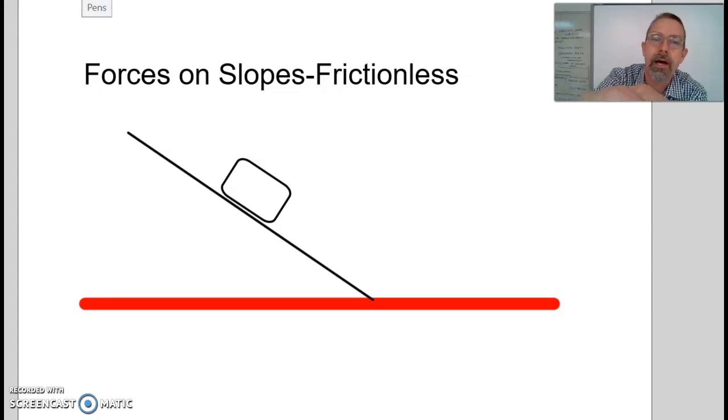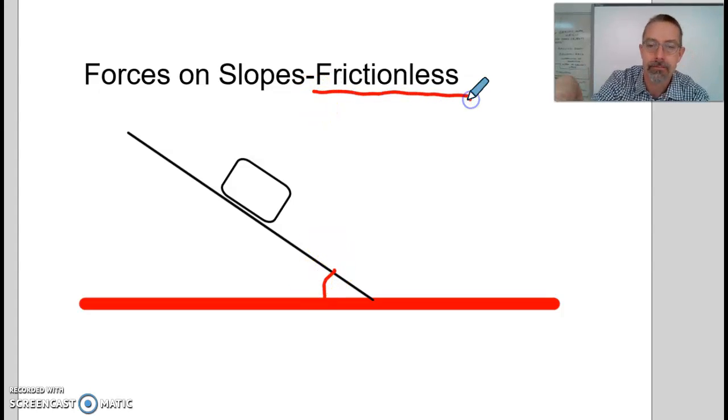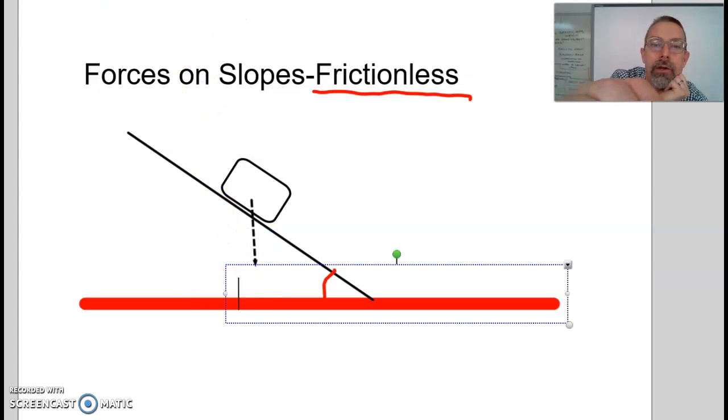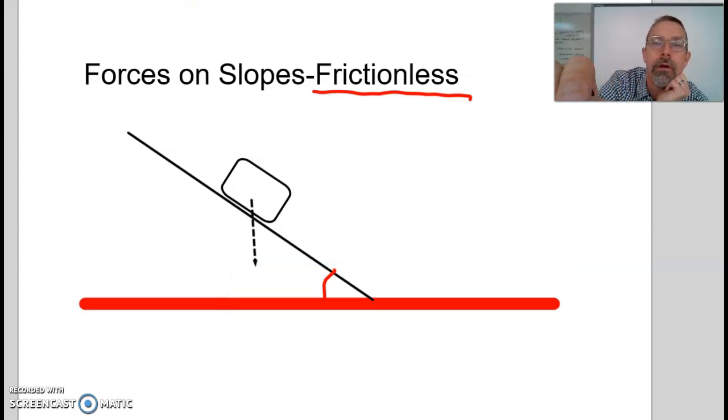So let's say we've got a slope and we've got a cart on this slope. Let's say this slope is frictionless. The very first thing we do when we analyze a physics problem is always look at where my forces are. In this case, I have a force of weight, which I'll indicate with a W down here. Let's do blue here. That's weight. And then I am going to have a normal force.